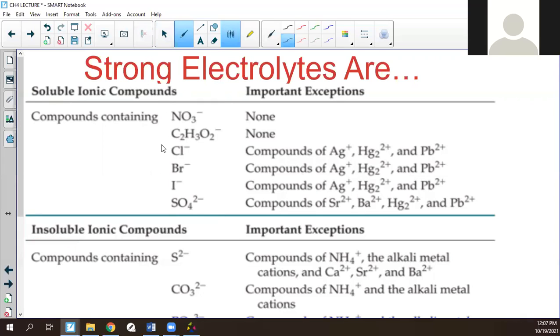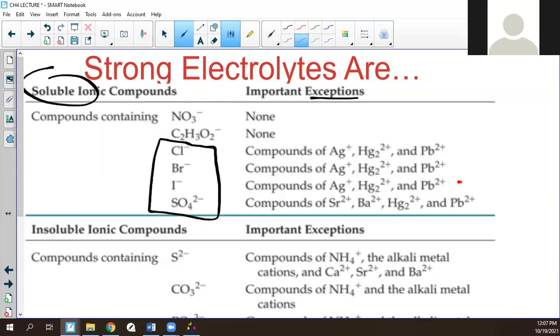Okay, next, these things are mostly soluble except for when we have chlorine with silver, mercury, or lead. Bromine, silver, mercury, or lead. These things right here, silver, mercury, and lead, should be your red flags. If you ever see that in a problem, you say, oh, I've got to double check. That's where they're trying to trip you up. And then SO4 is with strontium, barium, mercury, and lead.